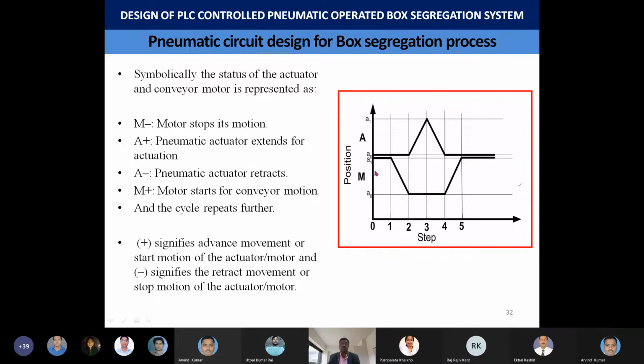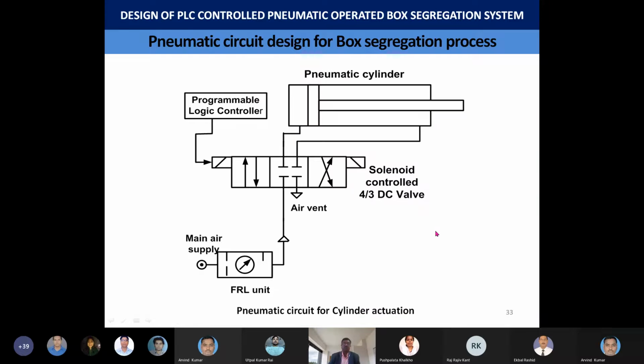So this shows the different steps of the motor as well as the actuator system, and everything is explained here. M minus means the motor stops rotation, A plus means the pneumatic actuator extends, and A minus means the pneumatic actuator retracts. M plus means the motor starts again. So this is positive, this is negative. Okay, so these are the different steps of the process.